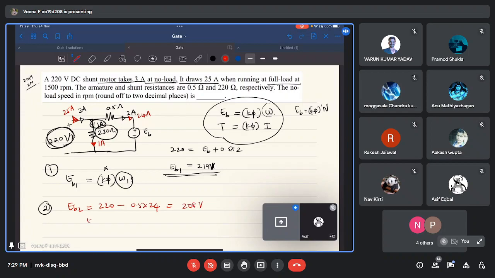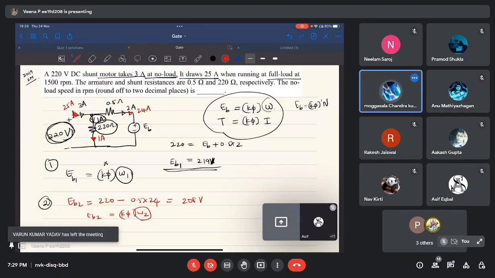So now you know that this EB2 is equal to K5 times omega 2, where omega 2 is already given, or N.